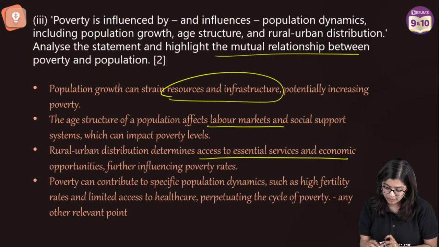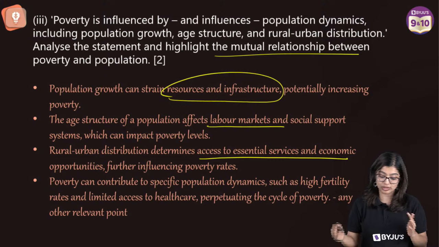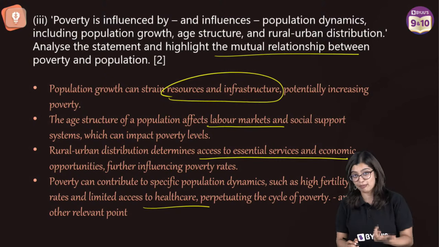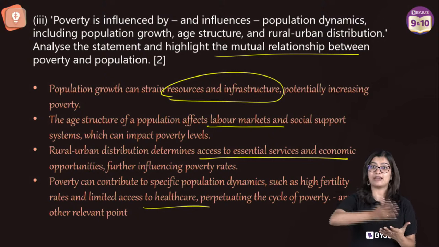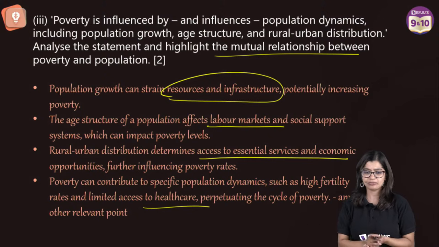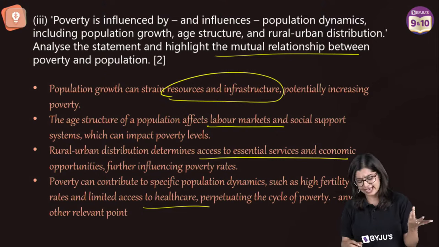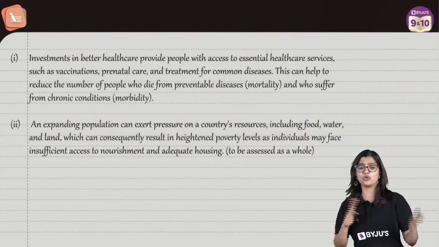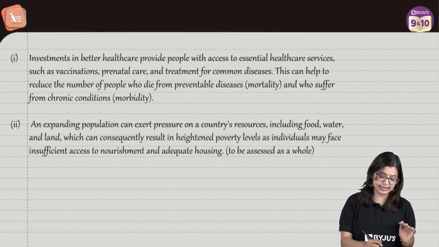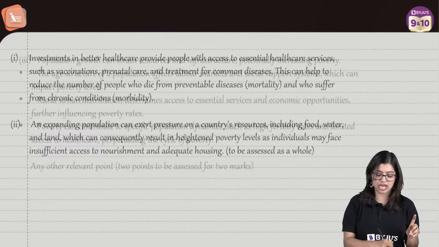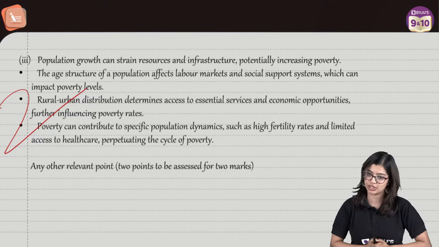Then along with that, what do we see? Poverty can contribute to things like limited access to healthcare. We see that when it comes to feminine healthcare, when they're pregnant and they require certain treatments, they may not have access to all of that. Regional disparities, exactly. Or in this case, it would be with respect to your rural-urban areas. So based on this, like I said, you have to write the answer. And this is one mark each and you will get 2 marks for this particular one.